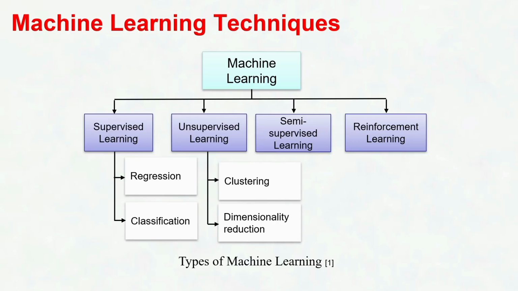Machine learning techniques can basically be classified into four categories: supervised learning, unsupervised learning, semi-supervised learning, and reinforcement learning. Out of these four, supervised learning and unsupervised learning are very common. The tasks included under supervised learning are regression and classification. Under unsupervised learning, the common tasks include clustering and dimensionality reduction.